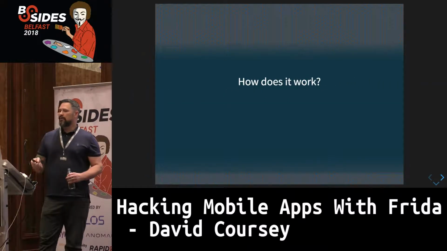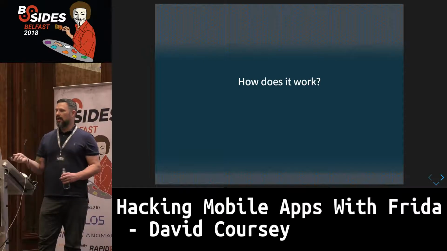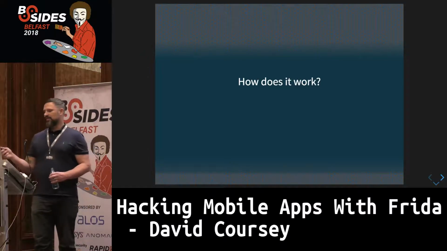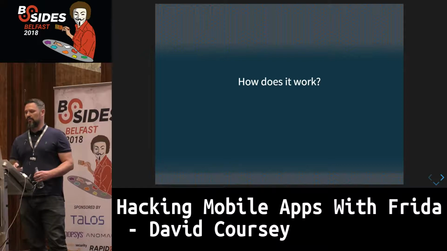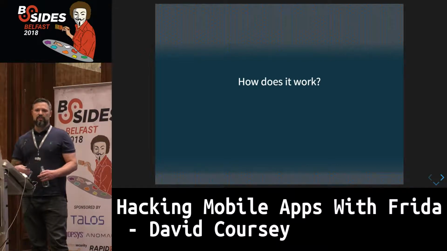So how does Frida work? It's got a client and a server. The server runs on the target device, and I'll cover the different types of target devices in just a minute. But it runs as a service and opens up a TCP port, which is just a weird high port, 27042, and sits there and listens for commands.